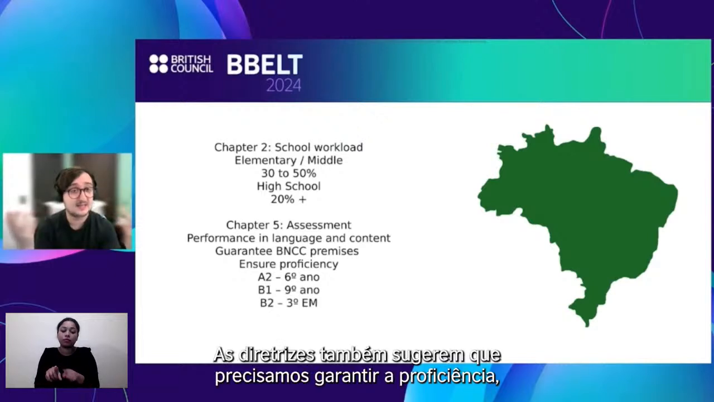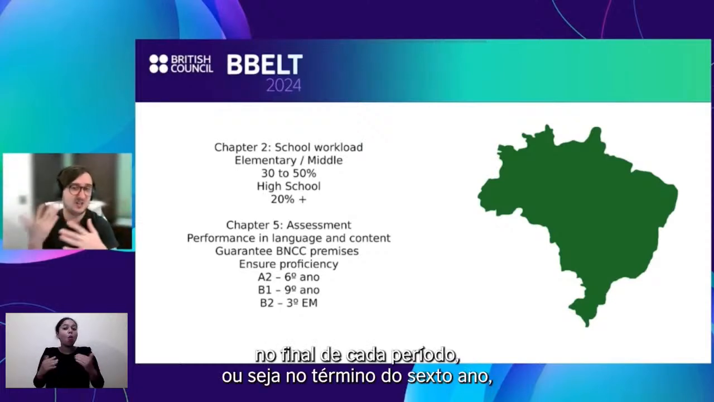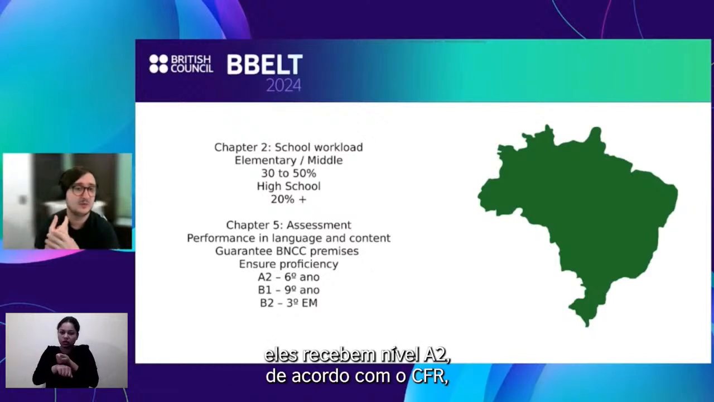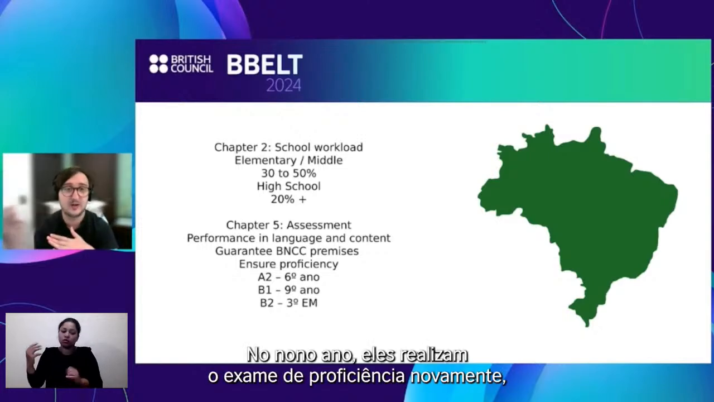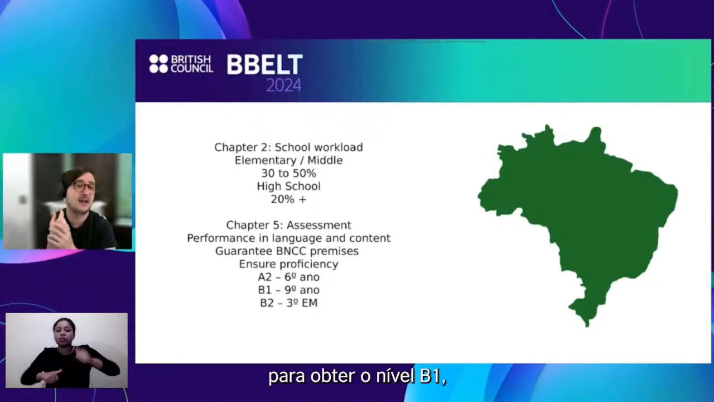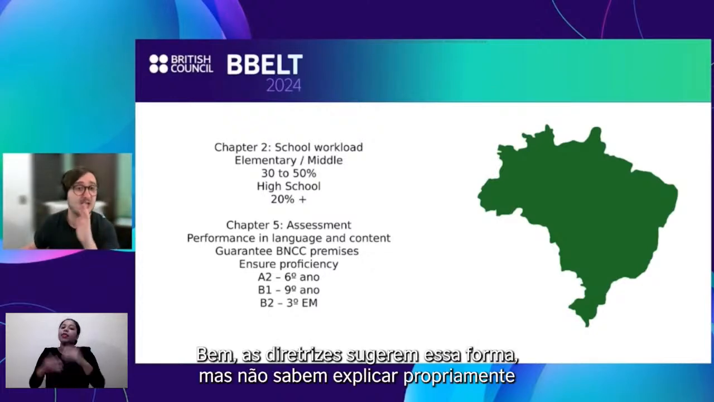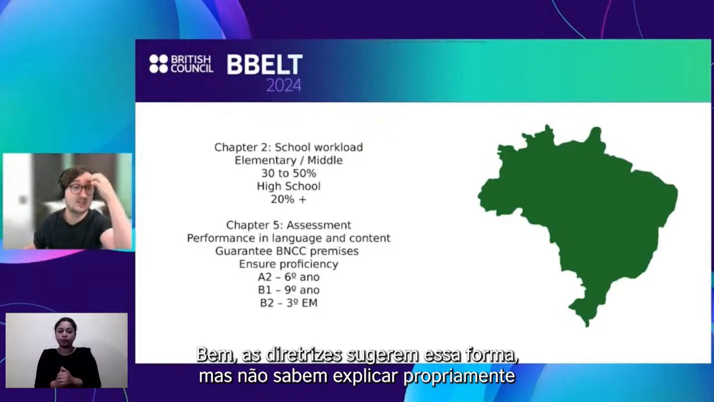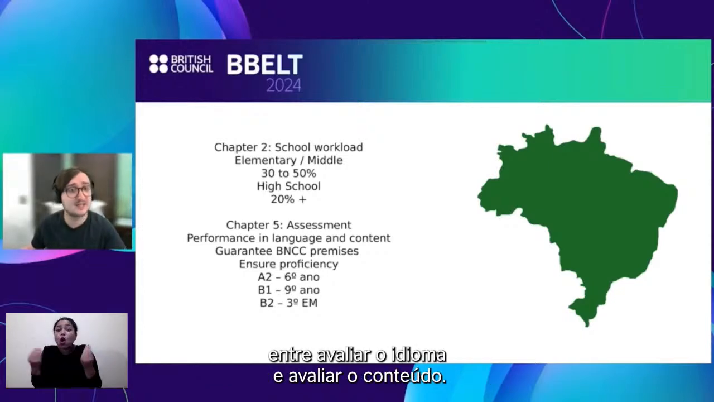So these guidelines also suggest that we need to ensure proficiency, and students must take proficiency exams by the end of each term. So by the end of sixth grade, they must have an A2 according to the CEFR. When they finish elementary school in the ninth grade, they must take a proficiency exam again and get a B1, and by the end of high school, a B2, right? So the guidelines suggest that, but they don't really explain how to implement that, and they don't go over the difference between assessing language and assessing content.